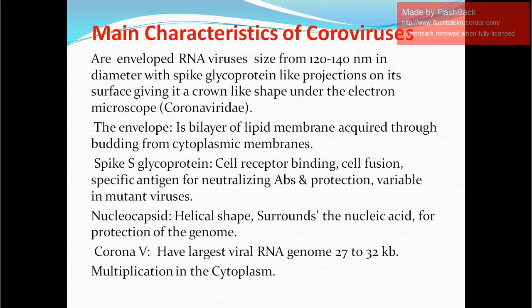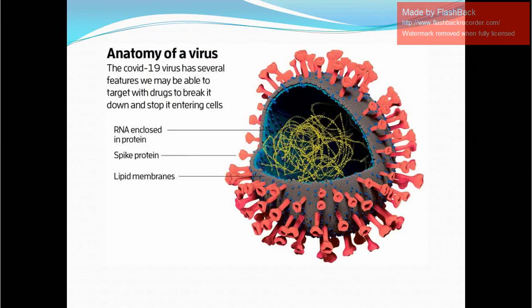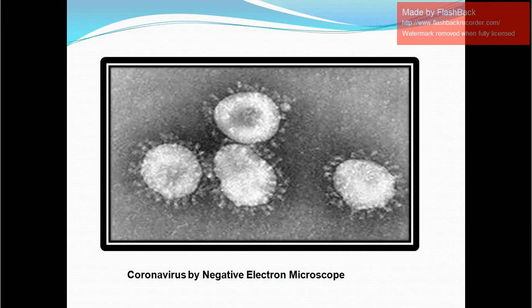Coronaviruses have the largest viral RNA genome, ranging from 27 to 32 kilobases, and multiply only in the cytoplasm of the cell. This shows you the anatomy of the virus. You will see inside the yellowish spiral, which is the nucleocapsid. Inside it is the viral RNA. On the surface, the red peplomers projecting from the envelope are what we call the S glycoprotein, a very important part of the virus. You will see the envelope and the viral membrane with a bluish-violet coloration. And here is a picture taken by electron microscope, negative staining, of the coronavirus.